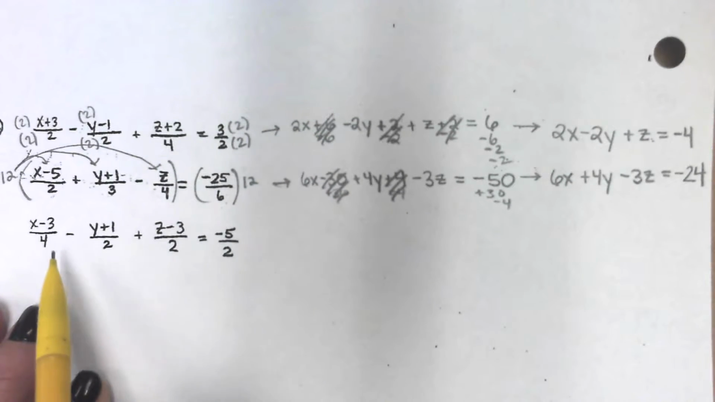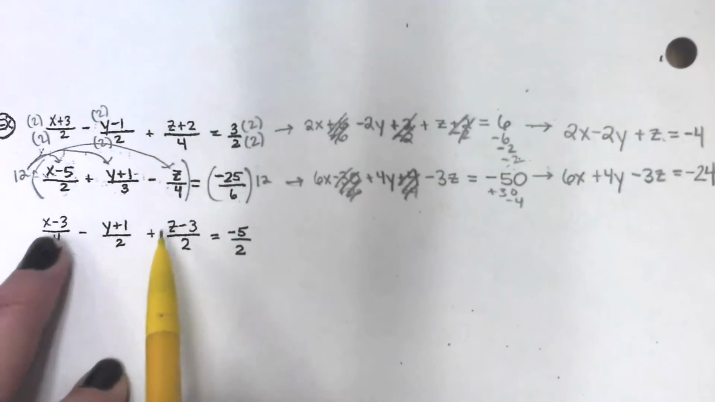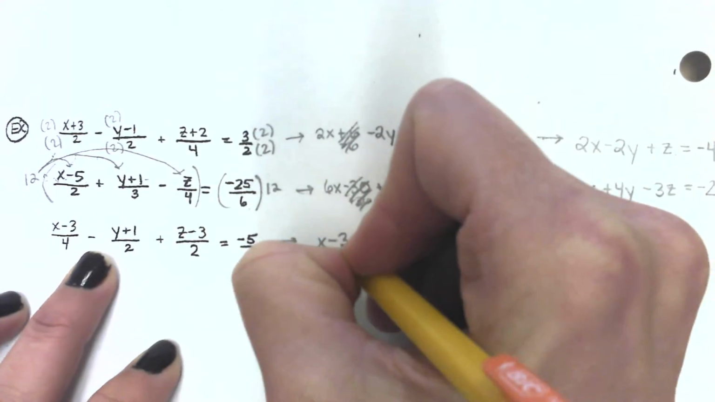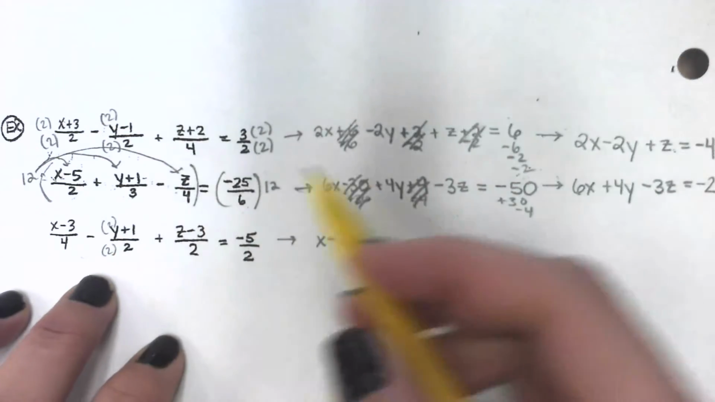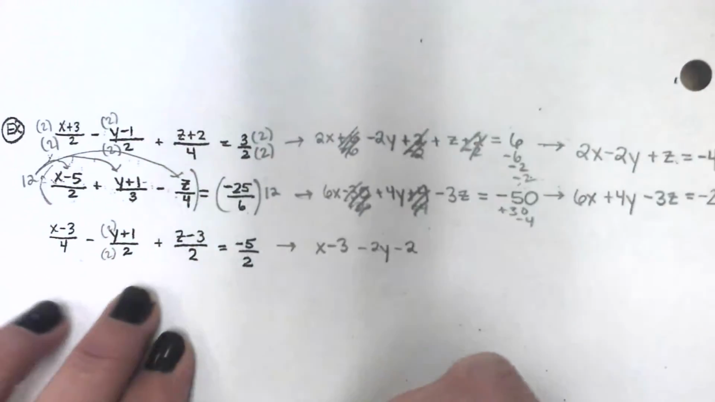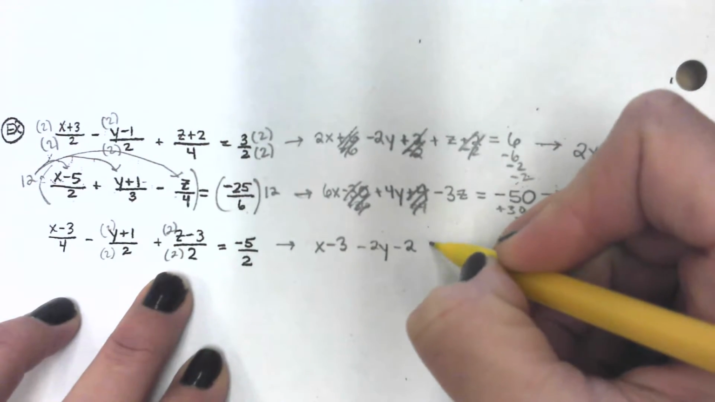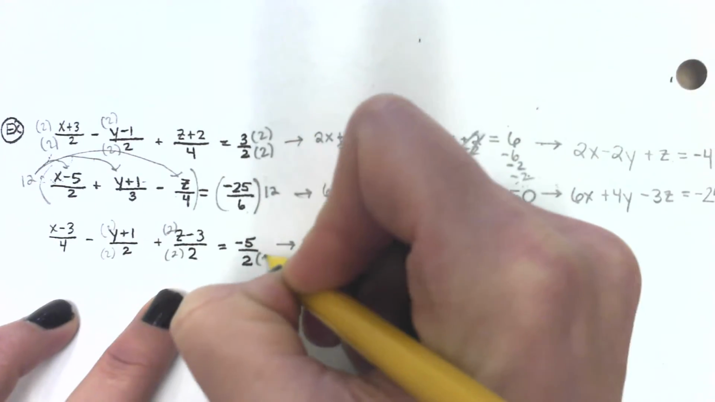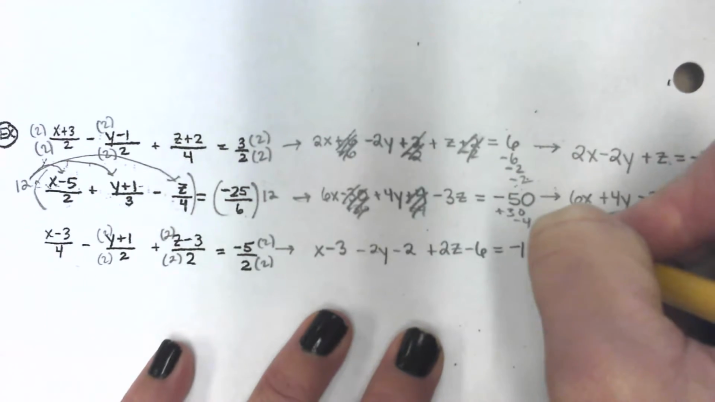So on the last one, 4, 2, 2, and 2, I would just get all my denominators to 4. So the x minus 3 is going to stay the same. This one needs to be multiplied by 2, so I'm distributing a negative 2. That'll make it negative 2y minus 2. This one's getting a 2 over a 2, so that'll be plus 2z minus 6 equals, and this one's getting a 2 over 2, so that's equaling negative 10.